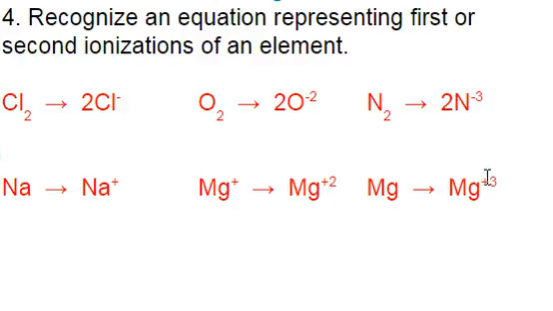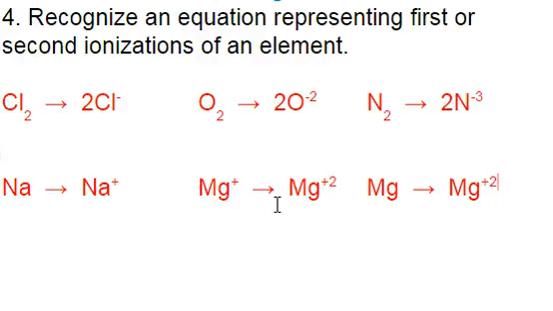This would not be considered a second ionization. In fact, this isn't even considered proper scientific writing, because ionizations can only happen one at a time. You have to take one off before the second one can come off. So we would never write Mg becoming Mg2 plus unless we're doing a redox equation.